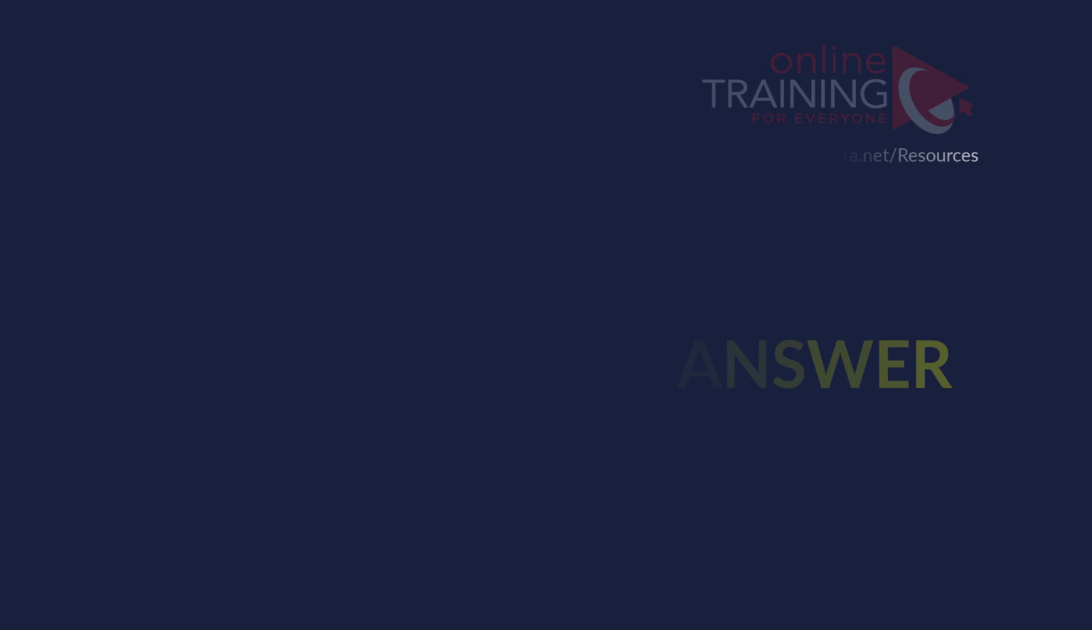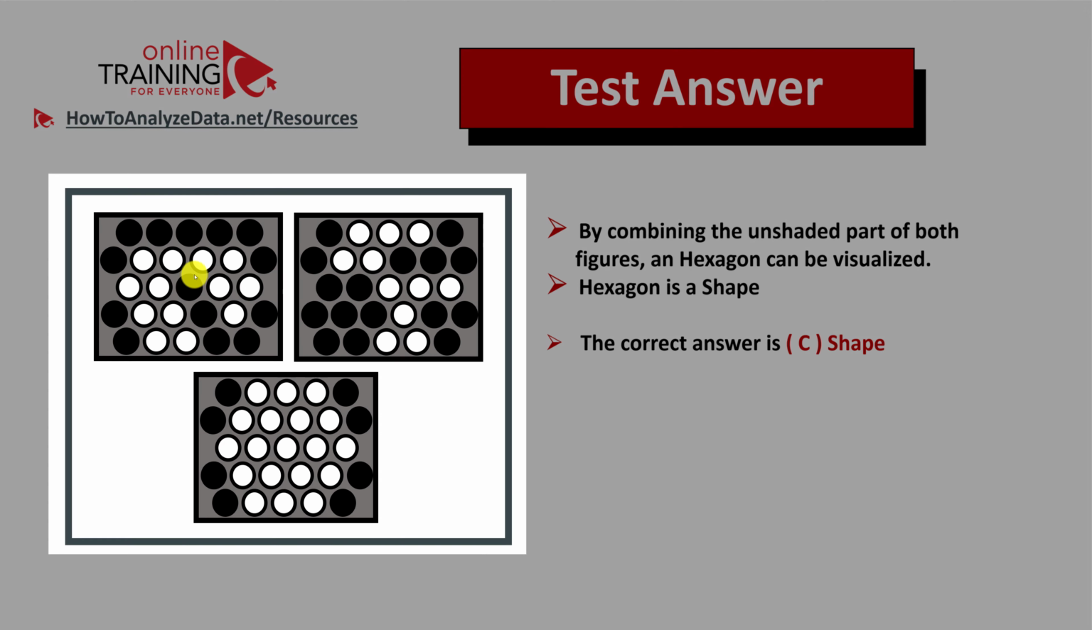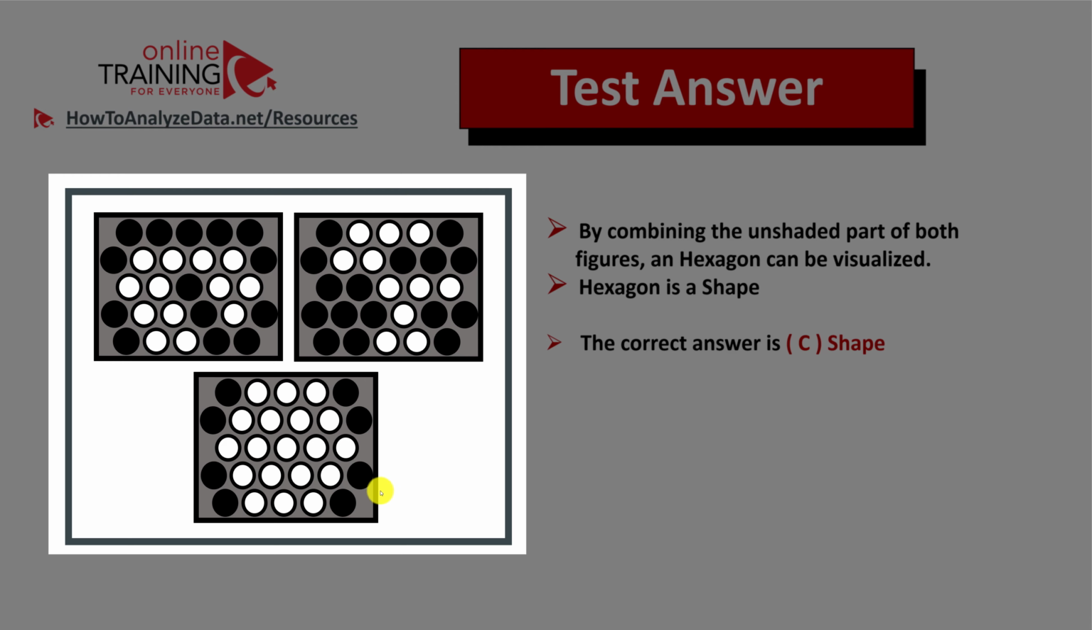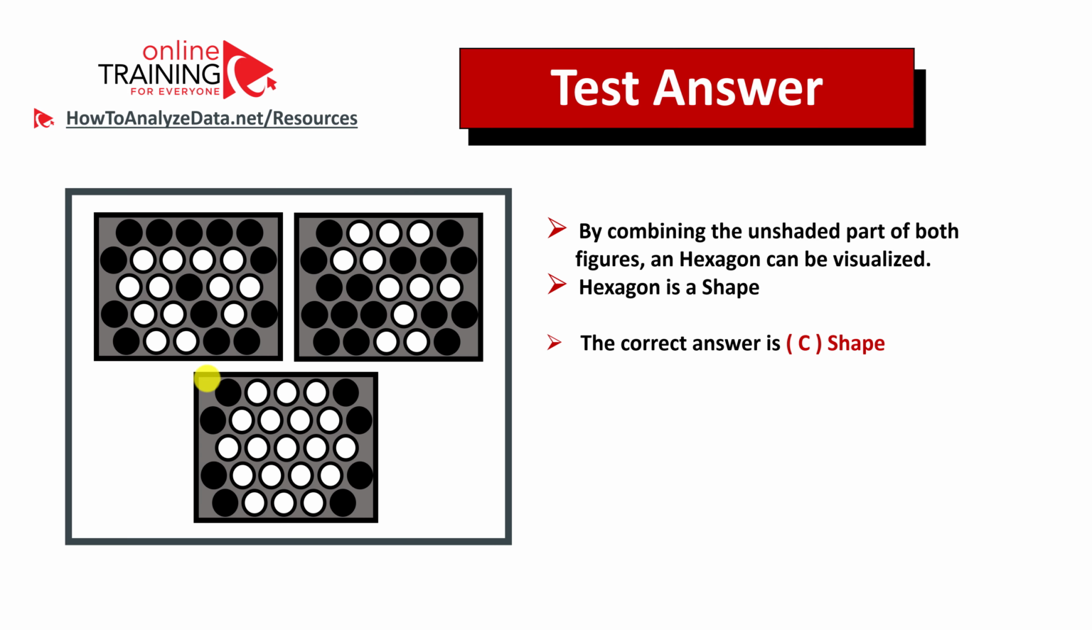Did you figure out the answer? Let's continue to see how we can solve this question and get to the correct solution together. What you see here is that upon combining, you can imagine the hexagon, because hexagon is the shape in the bottom rectangle. And because hexagon is the shape, the correct answer here is choice C. The trick here is try to visualize it in your head, which is quite hard.